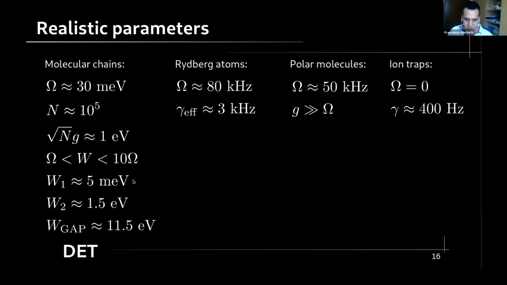Of course, you would need a large gap, but if you have a strong coupling to the cavity, this is possible. Also Rydberg atoms, polar molecules, or ion traps can have a strong coupling to a cavity mode or an effective long-range coupling, which could be large enough to see these regimes. So these are our candidates to see this effect in real life.